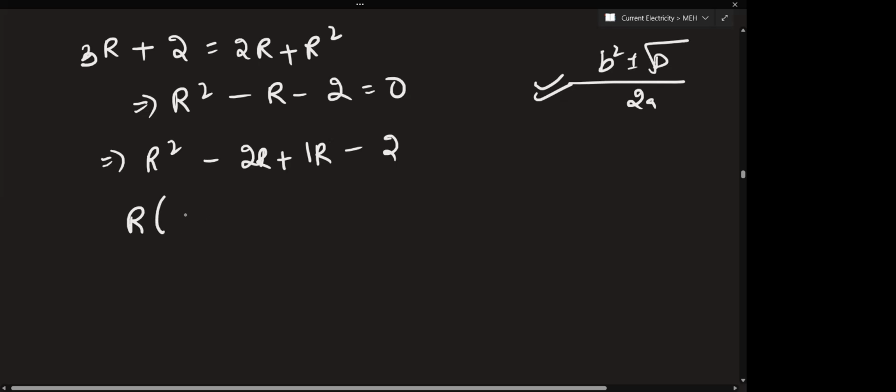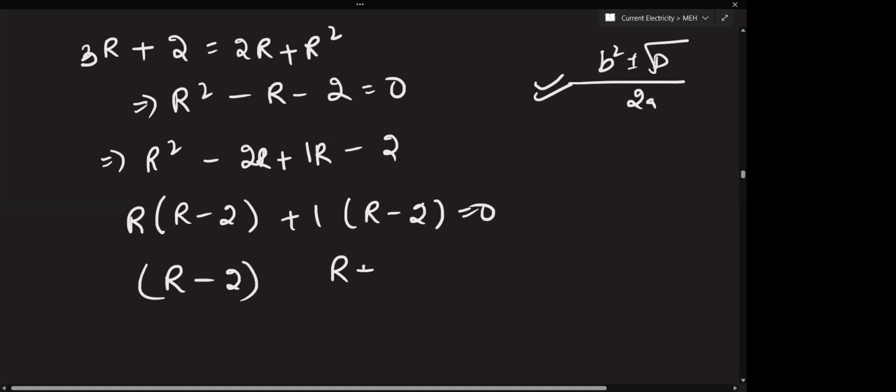So this becomes r common. That becomes r minus 2 is left. Plus 1 is there. And again, r minus 2 is left, equal to 0. So r minus 2 one bracket, r plus 1 bracket is equal to 0. So one value of r is 2 ohm, other value of r is minus 1 ohm.